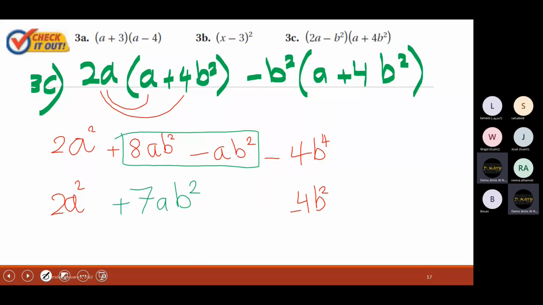Now I'll give you 1 minute in order to write. Then we're going to talk about the rectangle method, or we're going to continue the rectangle. You can write now.